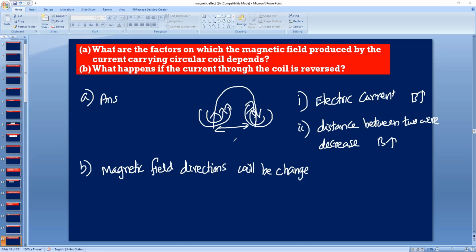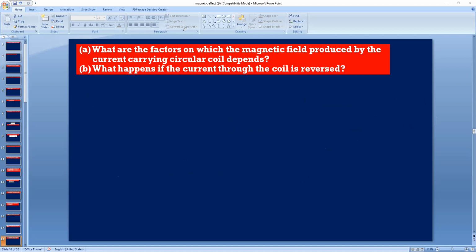Now, second case, the current direction itself is changing. Obviously, the thumb finger direction will be changed, and the magnetic field directions also will be changed. So this answer we have to write.